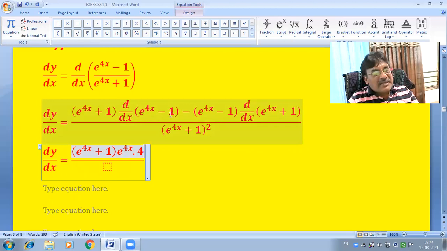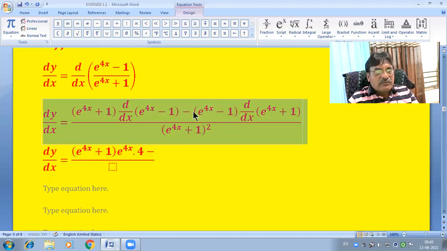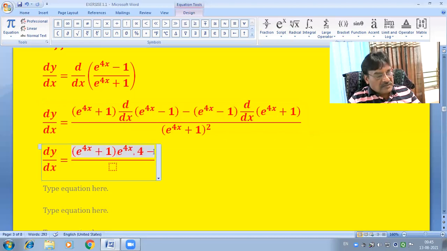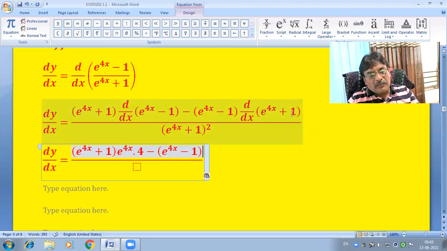Then d/dx of minus 1, here 1 is constant, therefore derivative is 0. Minus, so write this minus. This bracket, that is e to the power 4x minus 1, as it is. So write here in bracket e to the power 4x minus 1.